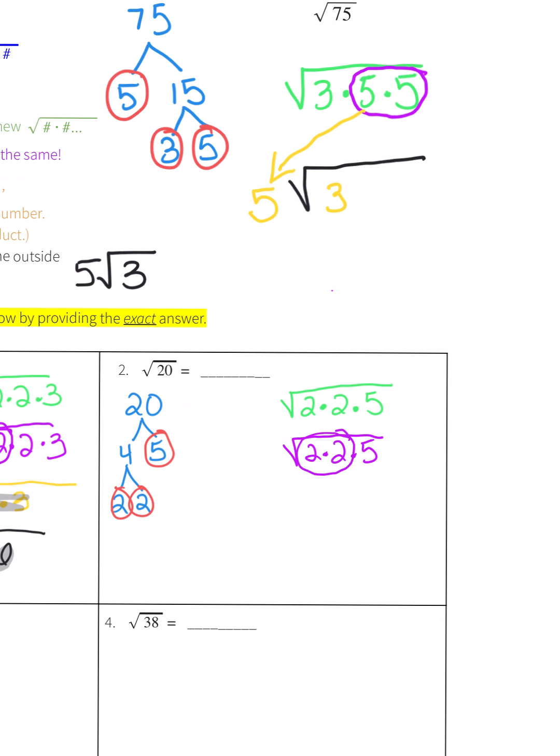Next step is to pull out any number that is a pair inside the square root. So 2 times 2 is a pair. So the 2 goes here. Anything else stays the same. 5. Our last step would be to multiply any numbers on the outside or any numbers on the inside. We do not have any of those to multiply, so my answer is 2 square root 5.